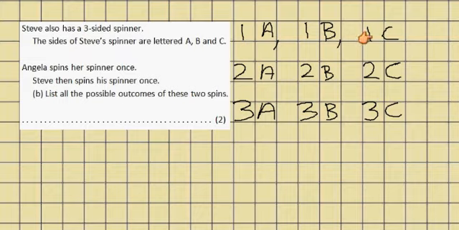In total there are 9, and you could just write them into this space here. You've got 1A, 1B, 1C, and so on, and you would write them all in that space, those 9 possibilities.